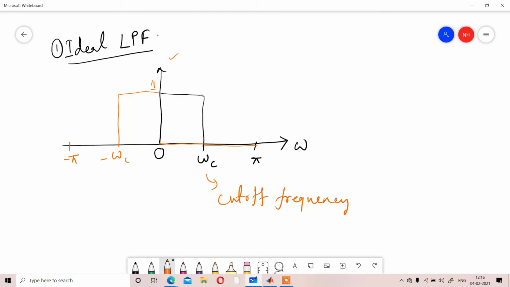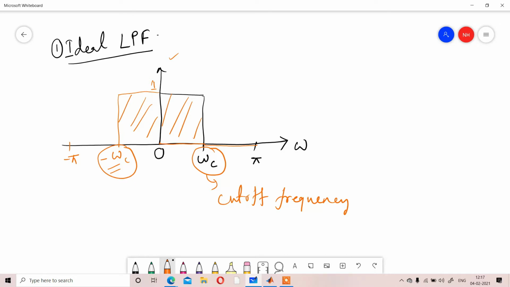Now the matter is that 0 to pi and 0 to minus pi, you can check it, both are the same. The magnitude of both is the same, only the difference is in the phase angle. For this case your magnitude is 1, for this case your magnitude is 1. For this case you have frequency omega c, but for this case you have frequency simply negative of omega c.